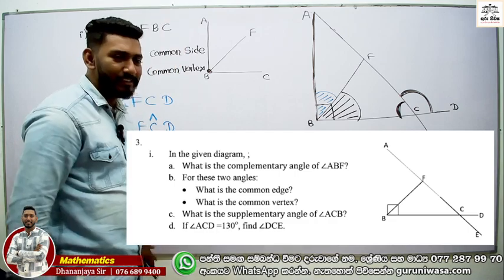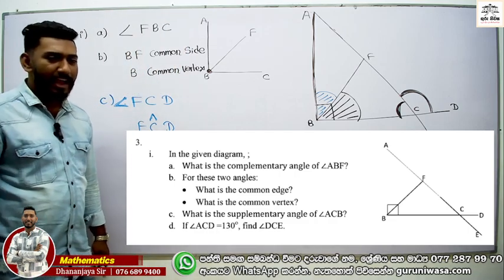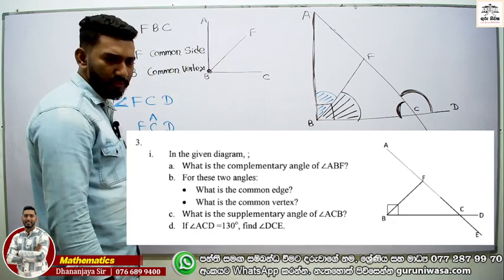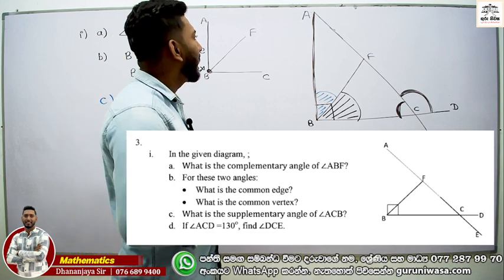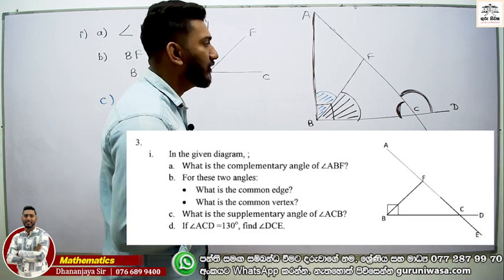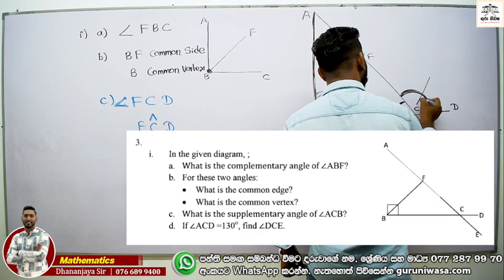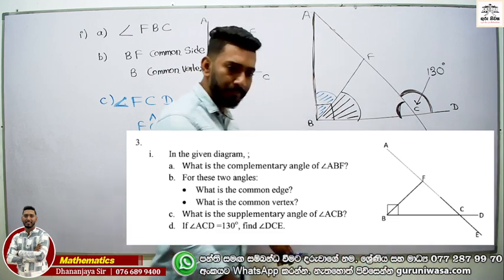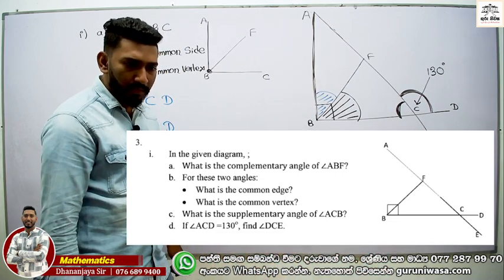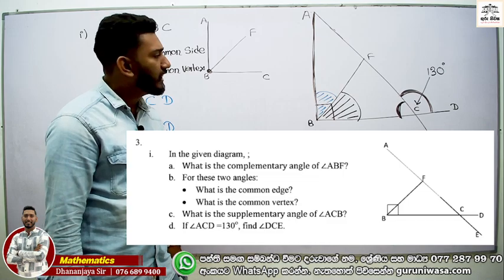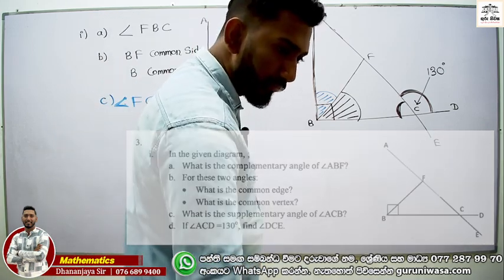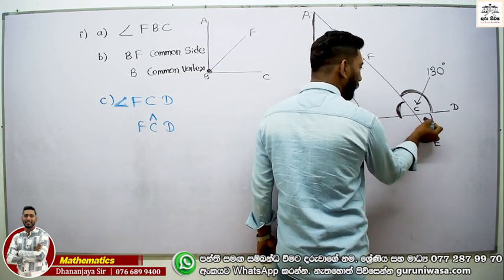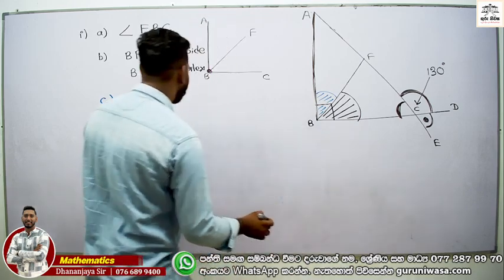Now listen. If angle ACD equals 130, where is ACD? ACD is 130 degrees here. And find the angle DCE. DCE. This is the one we have to find.